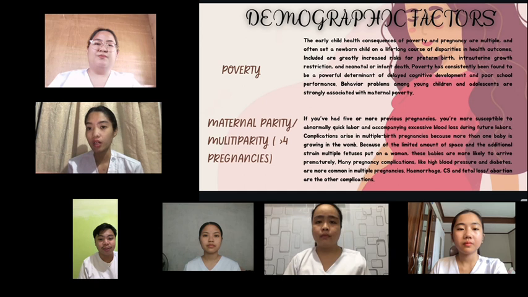Maternal parity or multiparity. So if you had 5 or more previous pregnancies, you are more susceptible to abnormally quick labor and accompanying excessive blood loss during future labors. Complications arise in multiple birth pregnancies because more than one baby is growing in the womb. Because of the limited amount of space and the additional strain multiple fetuses put on a woman, these babies are more likely to arrive prematurely.